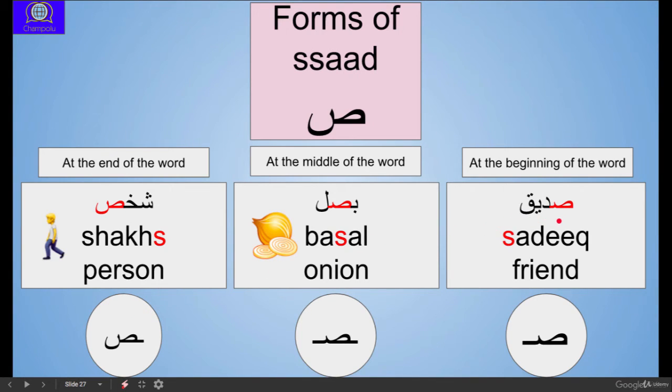Let's take, for example, the word Sadiq, which means friend. You'll find that the letter Sad occurs in the beginning of the word, so it takes the initial form. And for the word Basal, which means onion, you'll find that the letter Sad occurs in the middle, so it takes the shape of the medial form. And if it occurs at the end of the word, like in the word shakhs, which means person, you'll find that it takes the final form.